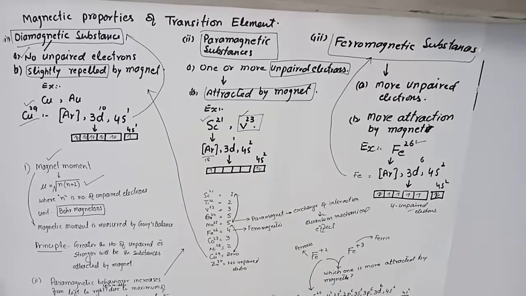In the neutral state, its electronic configuration is 1s2, 2s2, 2p6, 3s2, 3p6, 3d6 and 4s2. And in the ferrous state, when it carries a positive charge, the electronic configuration becomes 24 electrons. In this case, 1, 2, 3, 4, we have 4 unpaired electrons.